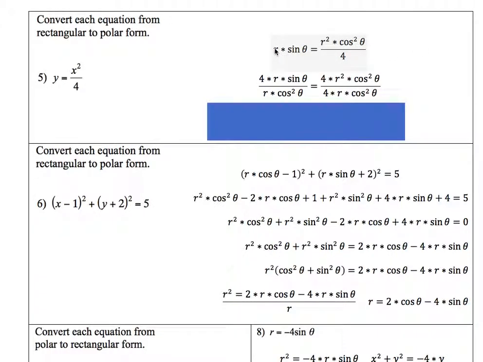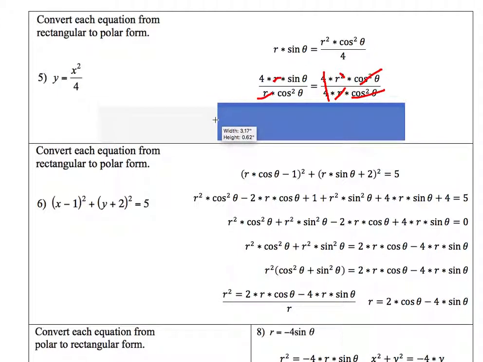I'm going to multiply both sides by 4 so I can get rid of this 4. I'm going to divide both sides by r to get rid of this r here. And I'm going to divide both sides by cosine squared theta to get rid of the cosine squared theta here. Okay, so that's what I do. This r cancels out this r. This r cancels out the squared. This 4 cancels out that 4. And this cosine squared cancels out this cosine squared. So I end up with r all by itself.